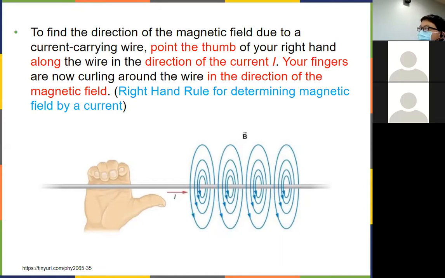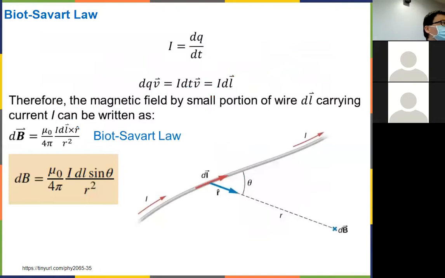You put your thumb in the direction of the current, and then the four fingers will curve around in the direction of the magnetic field. So if you have a straight wire, you will expect the magnetic field to surround the wire in a circular pattern, with the strength decreasing with distance from the wire.